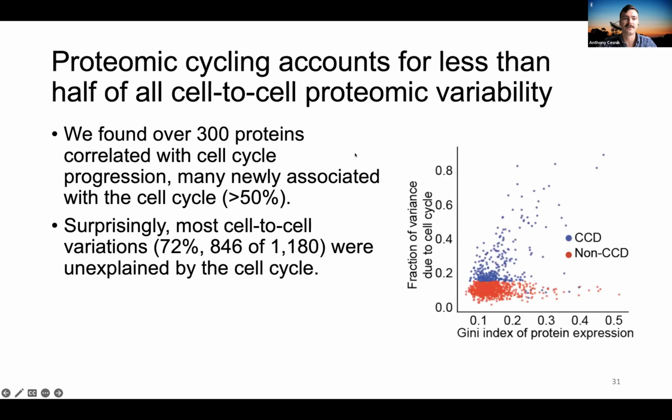And for proteomic variation, we found over 300 new cell cycle proteins. And kind of surprisingly, 72% of these were unexplained by the cell cycle. So, and I think this is a really interesting, very interesting thing to study. And I think a lot of these cell-to-cell variations, some of them are going to be explained by proteoform level variation.